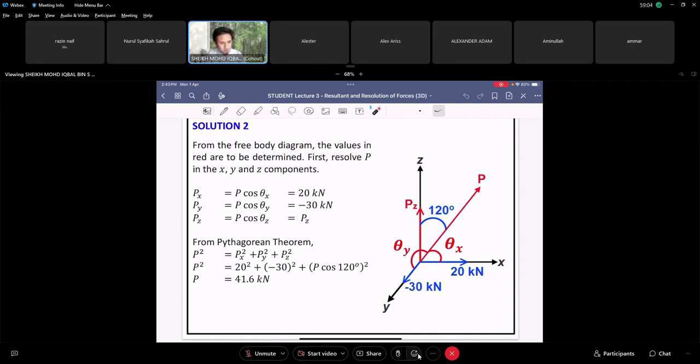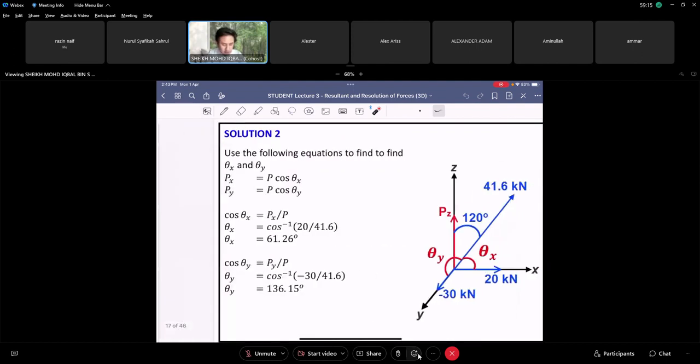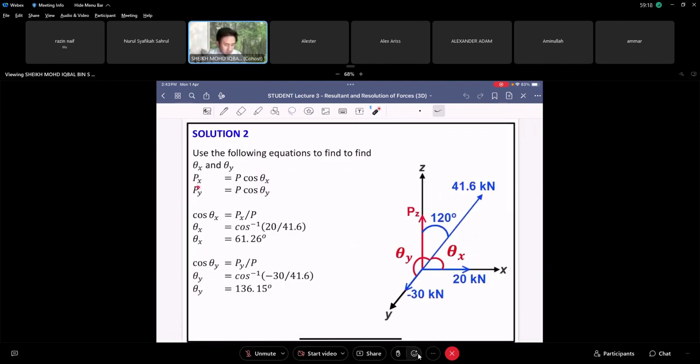kilonewton. All right, so once you have the 41.6 kilonewton here, you can straight away put it into the unknowns here. Okay, if you put it into the unknown here, you can straight away calculate it, right? So Px is equal to P cos theta x, Py is P cos theta y. P, we know the value of P already, so we just rearrange it and calculate theta x, which is 61.26 degrees, and theta y, which is 136.15 degrees. Okay, so that's about it for this exercise.